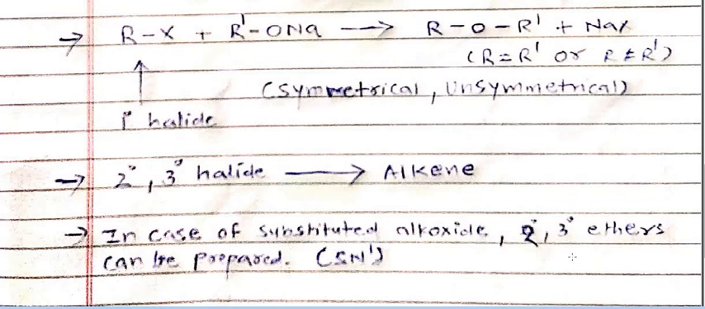But if you want to prepare the secondary or tertiary ether, in case you cannot take the secondary and tertiary halide, what you need to do? You need to take the secondary alkoxide or tertiary alkoxide respectively. That will yield you secondary and tertiary ether.